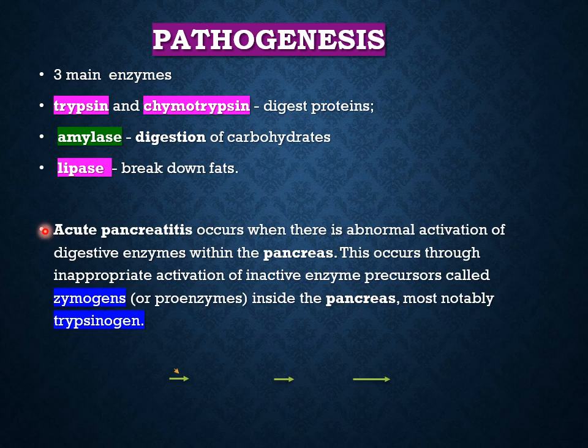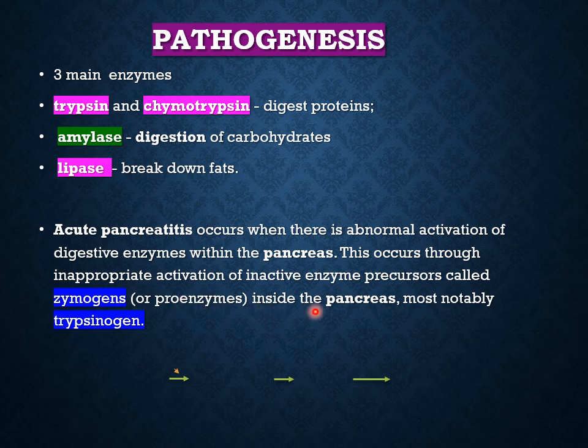Acute inflammation occurs when there is an abnormal activation of digestive enzymes. The word is abnormal. Abnormal activation of digestive enzymes within the pancreas. This occurs because of the inappropriate activation of the precursors of these enzymes, which are inactive. These are known as zymogens or proenzymes. So these zymogens or proenzymes are the precursors of the active enzymes. These precursors are activated, and this in turn converts the enzymes to active form.